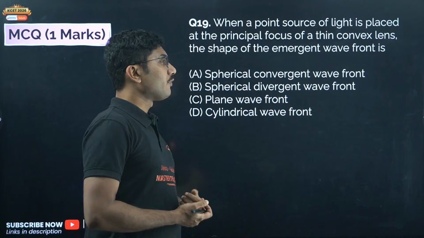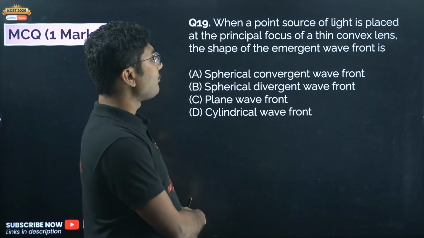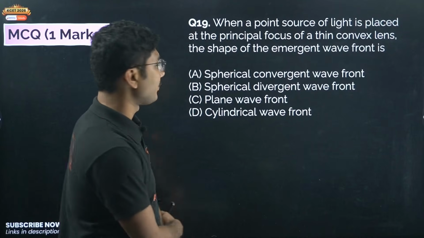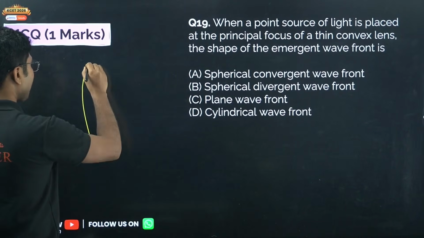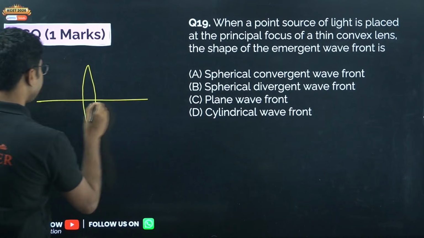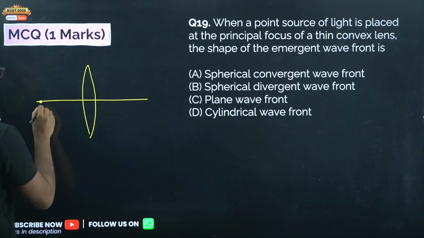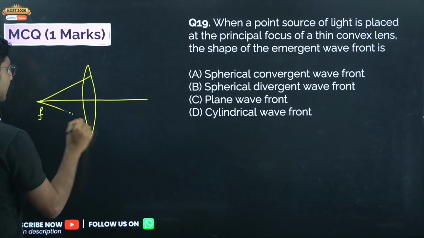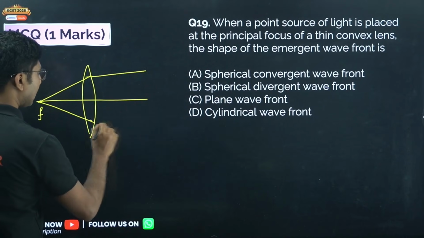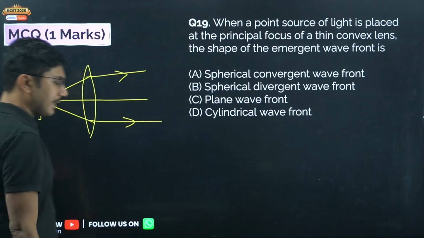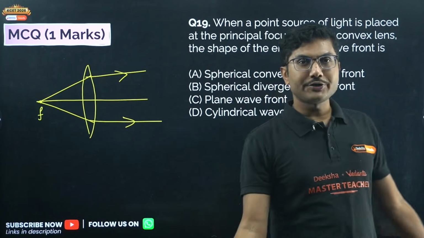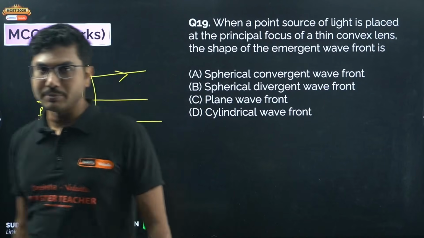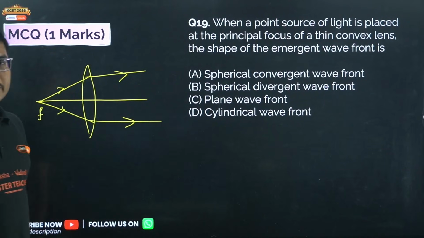Secondary and primary both move at the same speed. When a point source of light is placed at the principal focus of a thin convex lens, what is the shape of the emergent wavefront? So first of all, this is a thin convex lens, and the source is placed at the principal focus. If you put a point source over here, the light after passing through the lens will become parallel, right? It will become parallel and meet at infinity. That is the definition of principal focus, right? So if you put a point object at the principal focus, after refraction the rays become parallel.